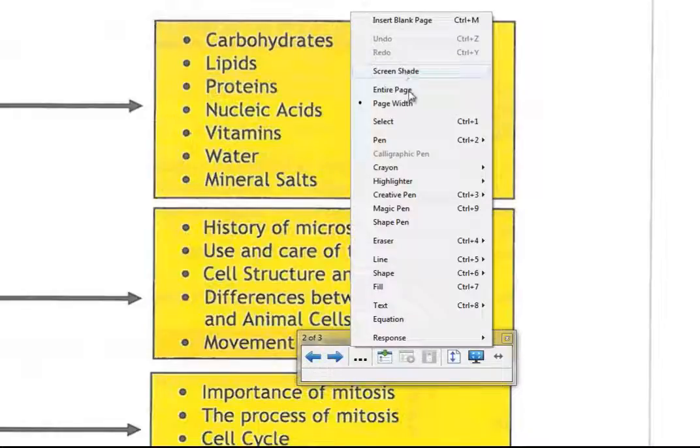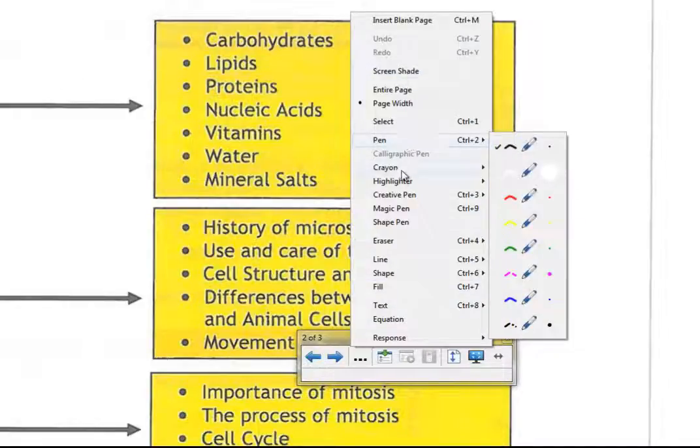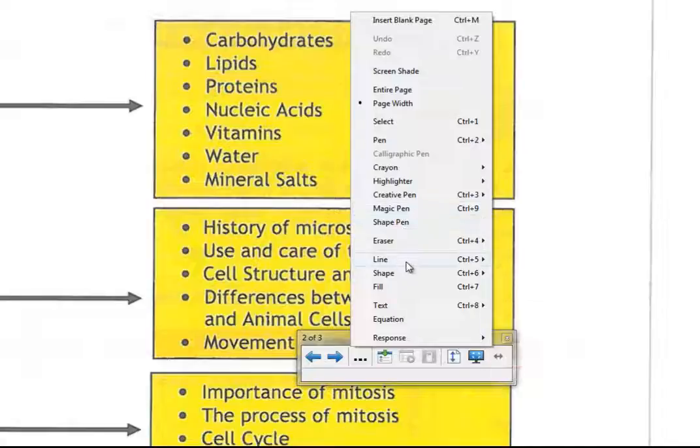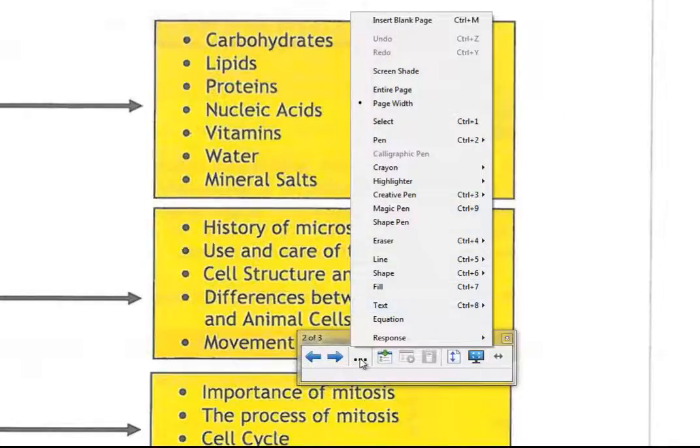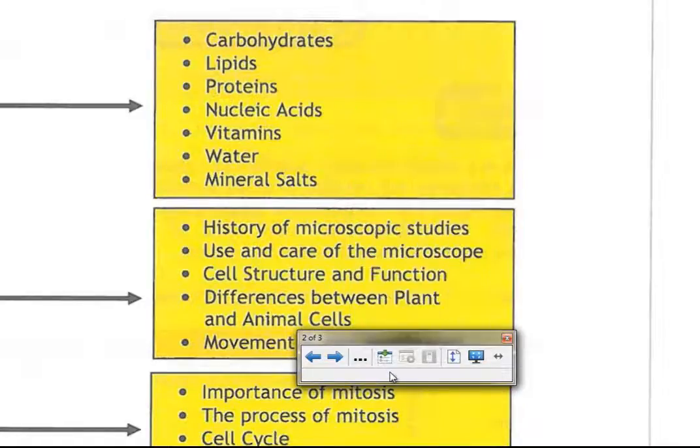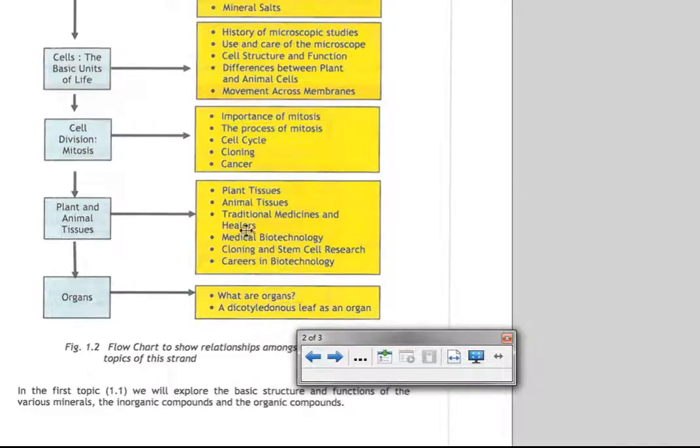Here we can find all our different little options that we need, such as screen shade, changing to the different pens or highlighters, putting in lines, shapes, adding text. Moving along, I have my response options because I have response loaded onto my computer. I then have entire page or page width. So that allows me on my full page to skip between entire page and page width.